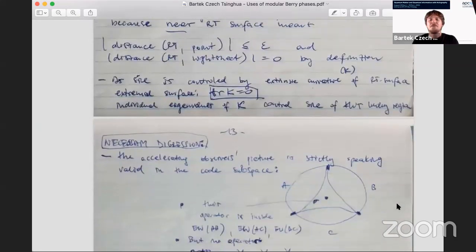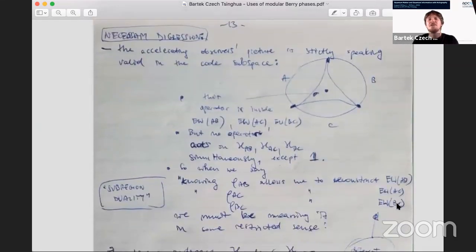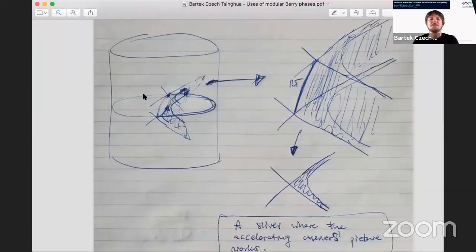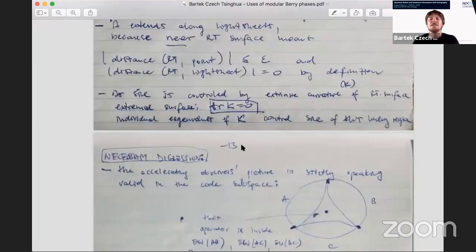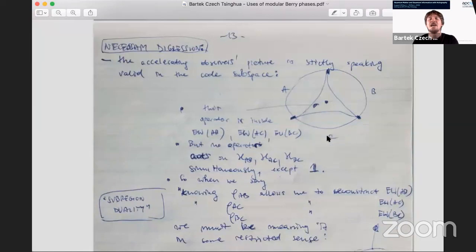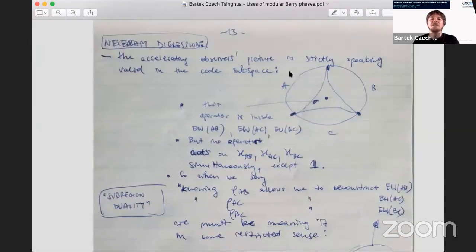So if there are no questions, then I will need to make one more necessary digression to proceed, which is the accelerating observer's picture. This is really, strictly speaking, valid in the code subspace. So what is this thing about the code subspace and about error correction? Suppose that I take an equal time slice of my geometry. So this piece of the geometry, just an equal time slice, this disk, and I divide it into 3 pieces, A, B, and C.